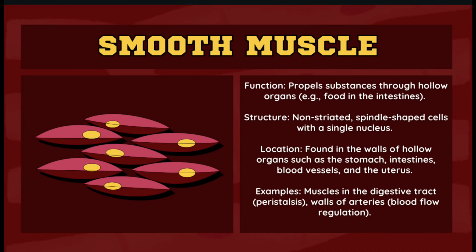Lastly is the smooth muscle. The function propels substances through the hollow tube, such as food in the intestines. The structure is non-striated, spindle-shaped cells with a single nucleus. The location can be found in the walls of hollow organs, such as the stomach, intestines, blood vessels, and the uterus. And examples include muscles in the digestive tract, such as peristalsis, and walls of arteries, blood flow regulation.